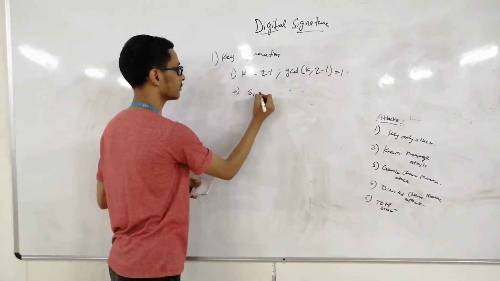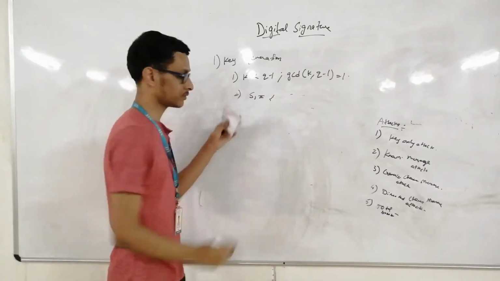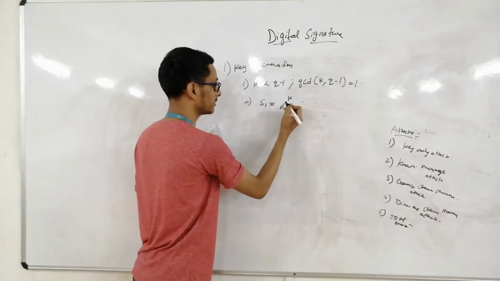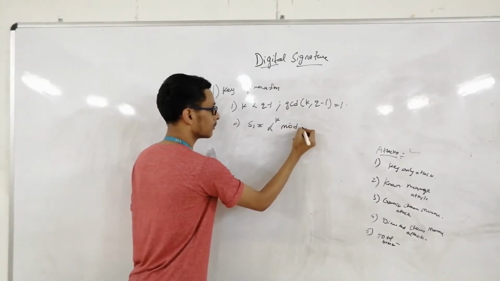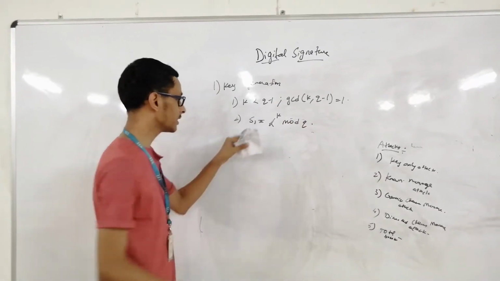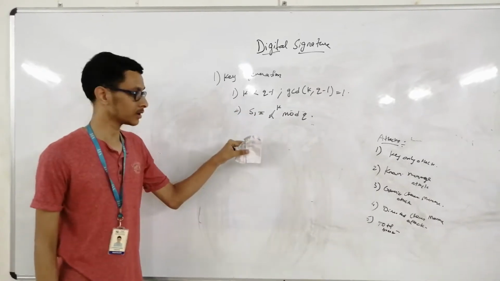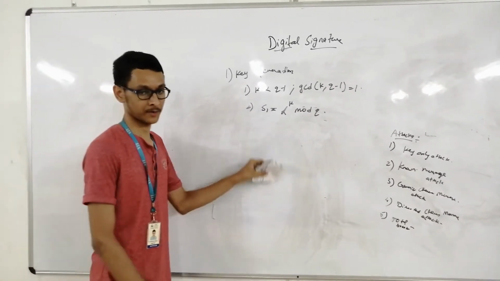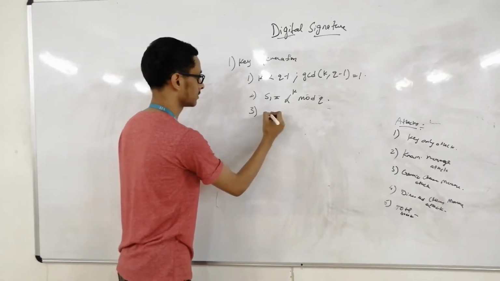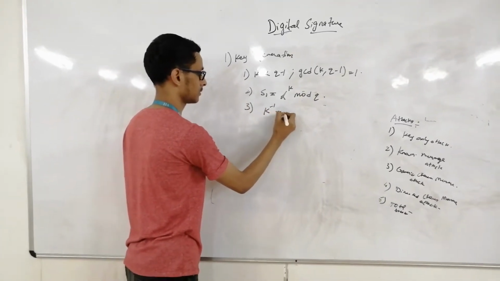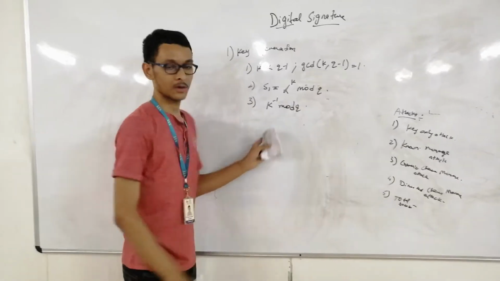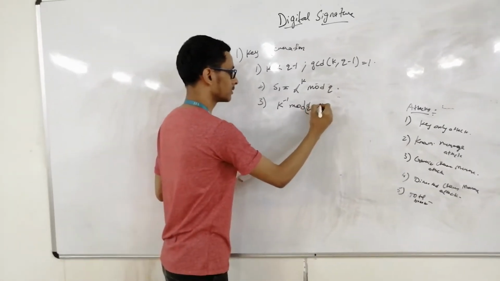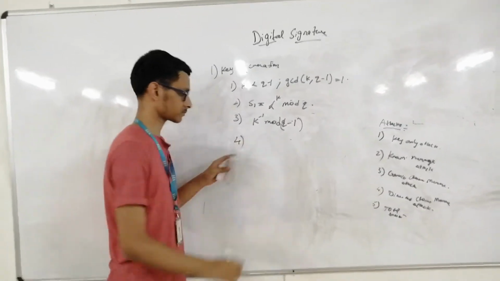Second step is computing S1. S1 is nothing but the first signature. S1 is equal to alpha power k mod q. Here alpha is a primitive root, k is the random integer, q is the prime number. So the third step is k inverse mod q minus 1.